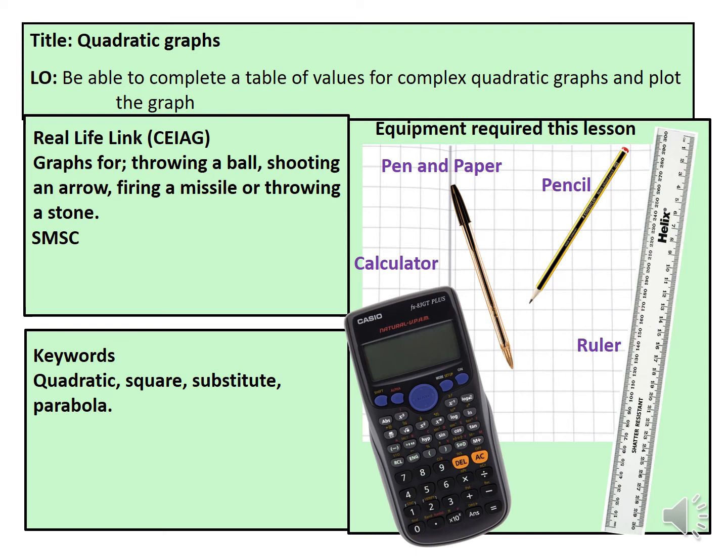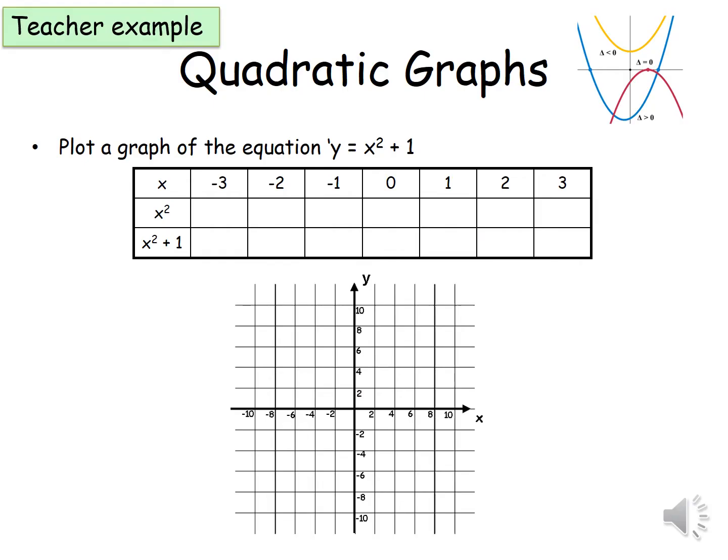Okay, so in this lesson we are looking at quadratic graphs. By the end of the lesson you should be able to complete the table of values for complex quadratic graphs and plot the graph. Okay, so we need to plot the graph of the equation y equals x squared plus 1.